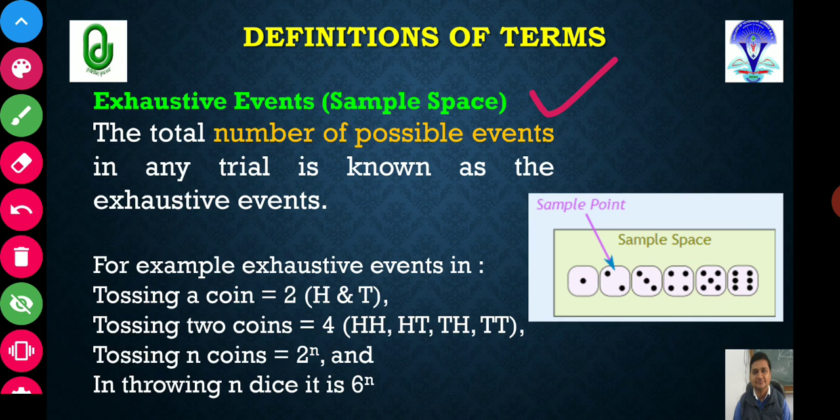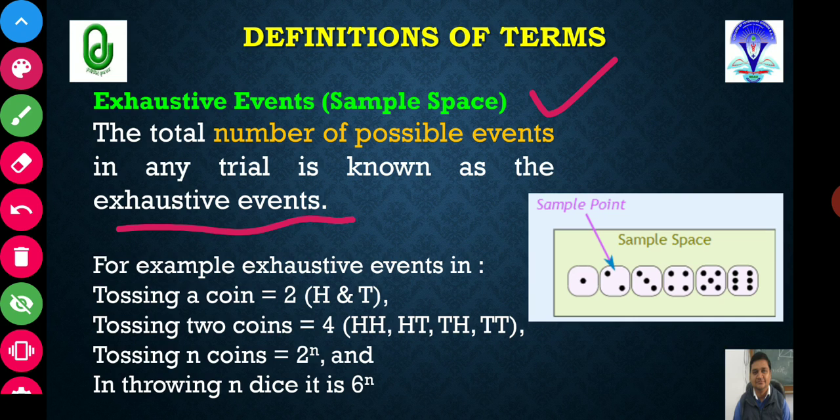Suppose you are tossing a coin. What is the total number of possible events? Two. What are those two? Head or tail. There will not be any third outcome. So the total number of possible events in a trial is known as the exhaustive event. For example, the exhaustive events in tossing a coin are two, head and tail. If you are tossing two coins, what will be the possible outcomes? In one coin, head, and in the other coin also head.